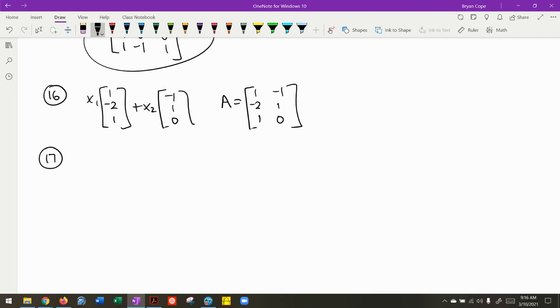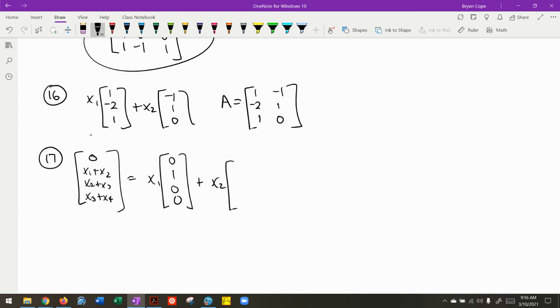17. So this is very similar. It's just written in a slightly different form. So we've got a transformation, and we're supposed to just find the matrix that implements that transformation. I'm going to do one of them and then leave the rest to you. So (0, x1 + x2, x2 + x3, x3 + x4). If we decompose that output vector, we've got x1 times (0, 1, 0, 0) plus x2 times (0, 1, 1, 0) plus x3 times (0, 0, 1, 1) plus x4 times (0, 0, 0, 1).